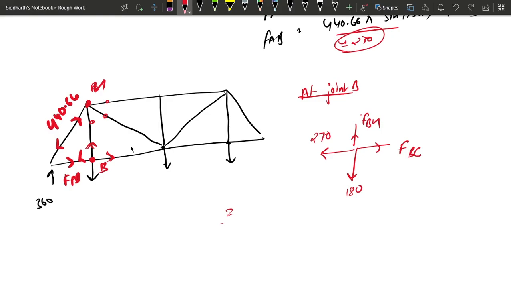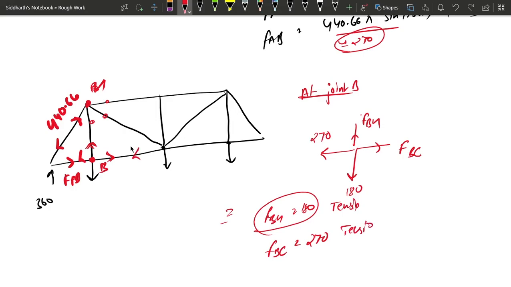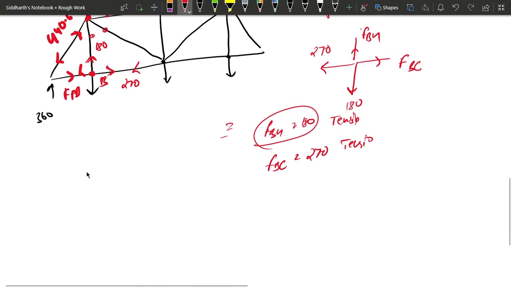So we can see that F in BH is equal to 180 and F in BC is equal to 270, both tensile. So we can mark them like this. This is F in BH, F in BC will be 270 and F in BH will be 180. Now we can solve joint H easily.